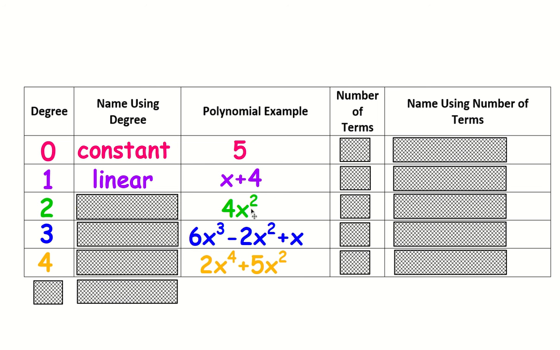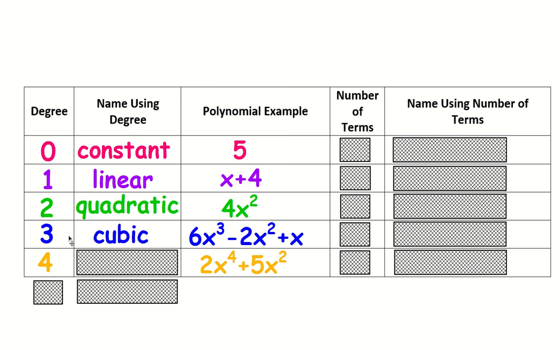You should also recognize this word, I hope. When the power is 2, what's the word? Starts with a Q and ends with quadratic. Remember all those quadratic equations we were solving and graphing? If the power is 3, the degree, we say cubic. This is a cubic polynomial. And if the power is 4, we say quartic.